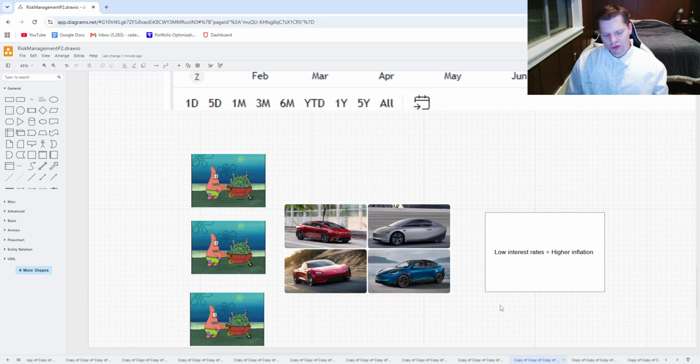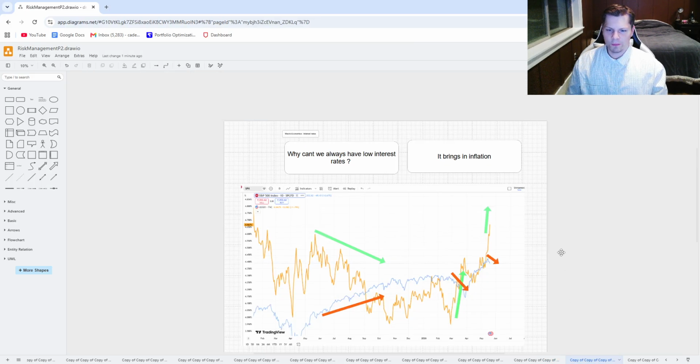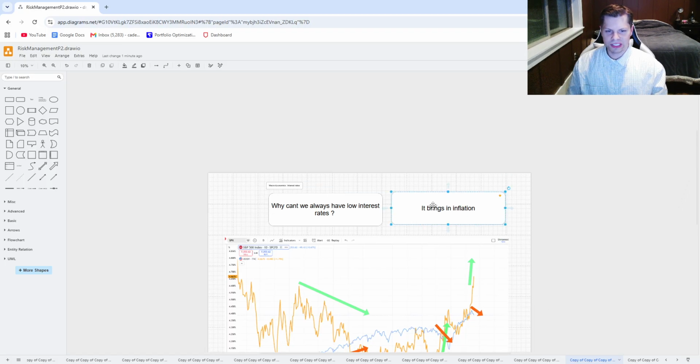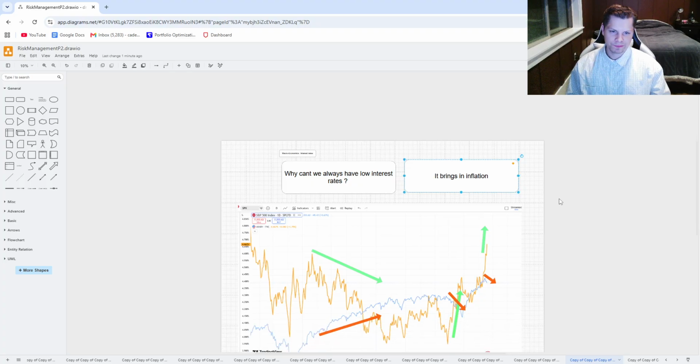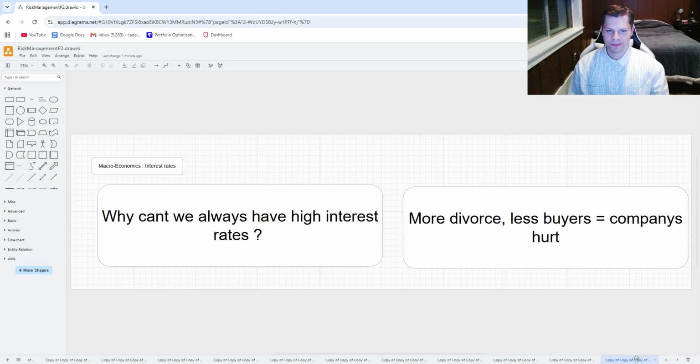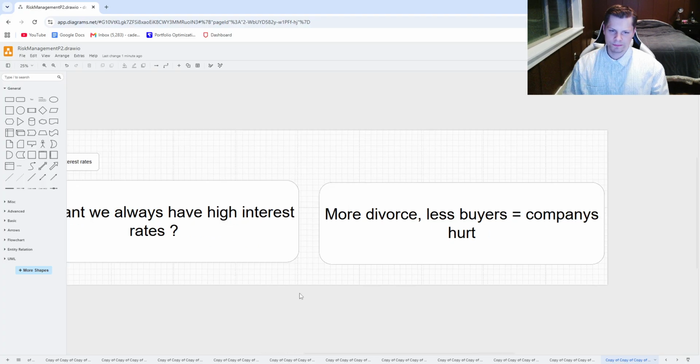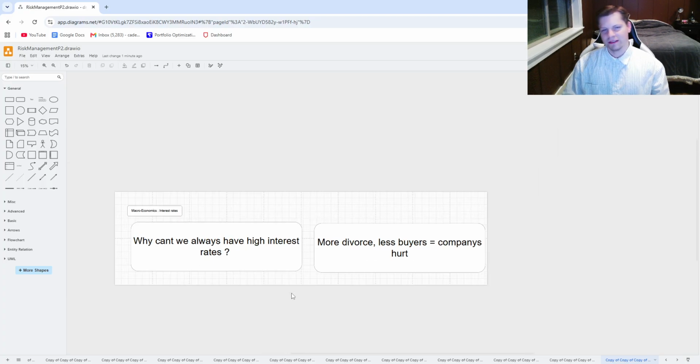So there's a sweet spot with interest rates, because obviously you don't want to have so many people buying that you just raise the price of everything and now everything's expensive again. So there's a sweet zone you want to be in with interest rates, and that's why they fluctuate so much. And obviously we know why we can't have low interest rates all the time, but with high interest rates, you get less people buying, therefore you have companies which start to hurt.